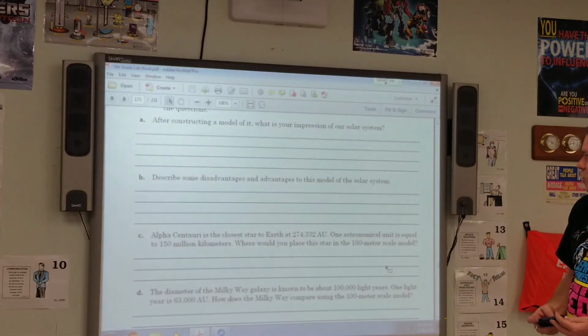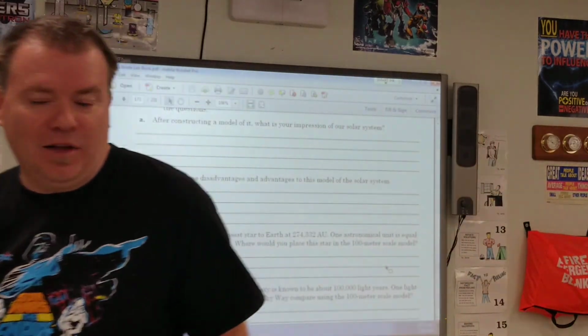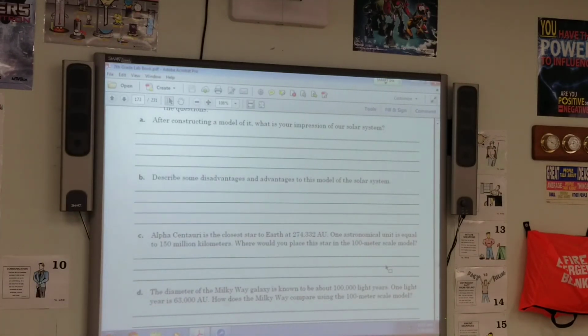All right? So question 3 says, after constructing a model, I'm going to step out of camera here for a second, what is your impression of the solar system? The answers are going to vary. So what did you think of seeing the model of the solar system like that, like you did outside?